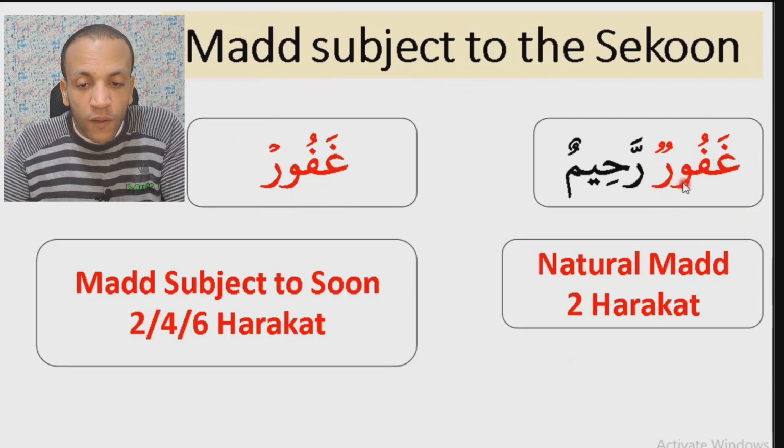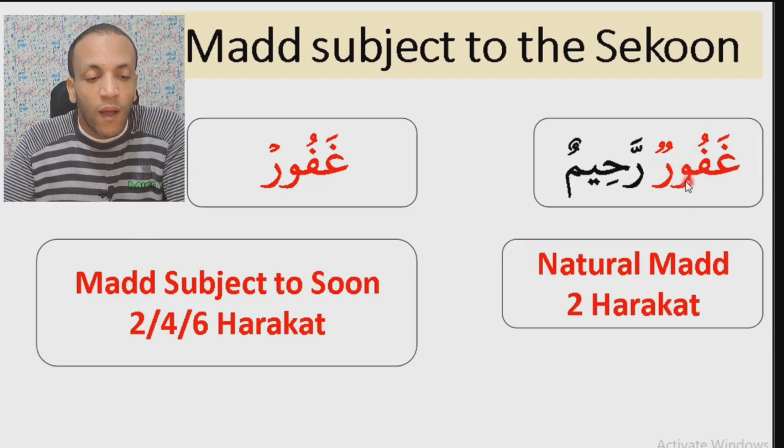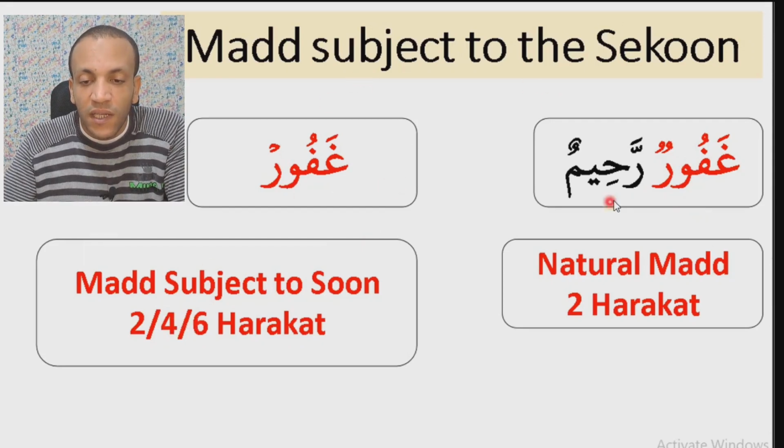Ghafur, or with 4 harakat, and you can read Ghafur, or with 6 harakat, and you can say Ghafur. You have the choice, but as I told you, I recommend you applying 4 harakat as you are still in the first level. So this is Madd subject to Sekun, and this is our first example for the letter Waw.